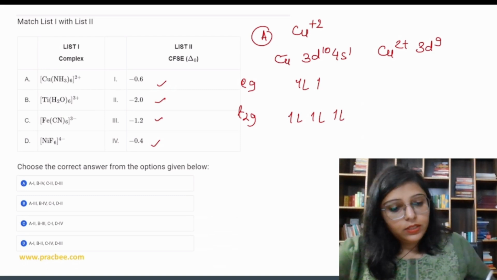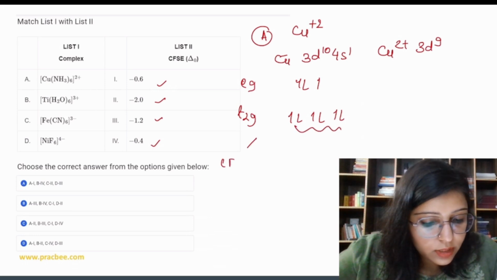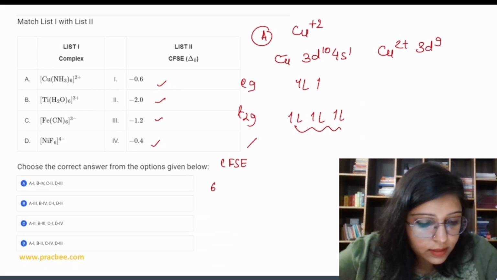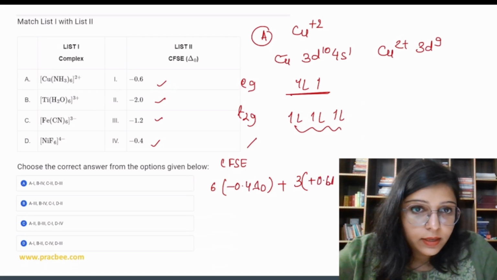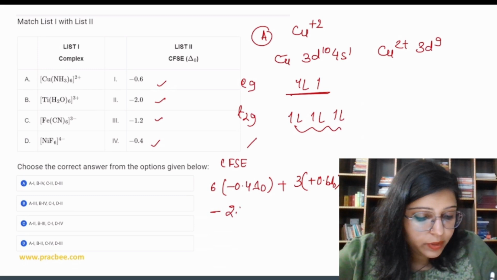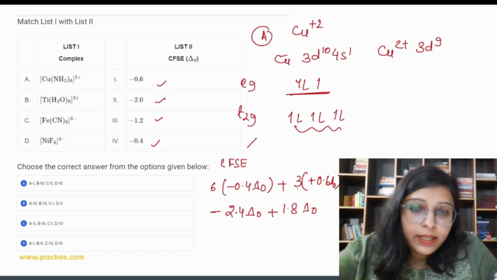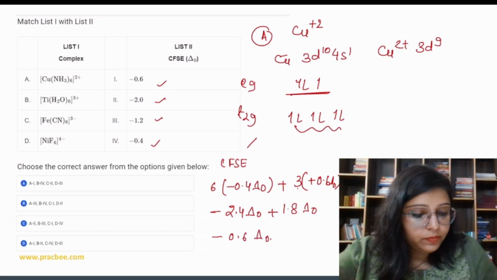Now how to solve this? Here we can write the total CFSE value, right? We can write how much? 6 into minus 0.4 delta naught plus 3 into plus 0.6 delta naught. So this is minus 2.4 delta naught plus here 3 into 0.6 is 1.8 delta naught, which we can write as कितना आ जाएगा ये? That is going to be minus 0.6 delta naught.